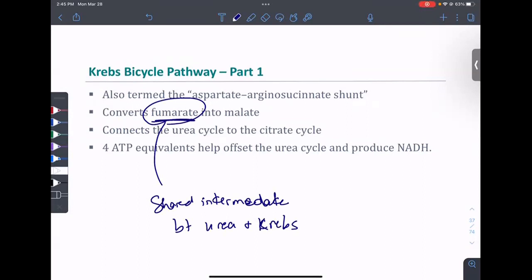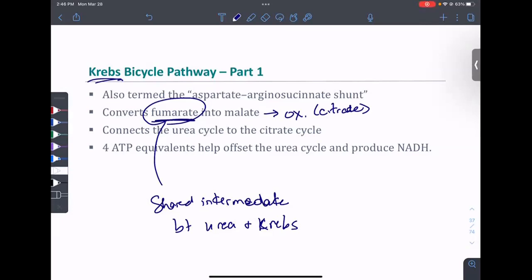Okay, Krebs cycle. So if we make fumarate, we want to be able to reuse it and keep going in our urea cycle. Otherwise, it's going to back up. So what's going to happen is that the Krebs bicycle will convert fumarate into malate. Now, once we have malate, we can convert malate into oxaloacetate, and we can go through the citrate cycle. That's why they call it the Krebs bicycle, Krebs citrate, right? Because you can convert it into oxaloacetate and then use it. So now we have this connection between the urea cycle and the citrate cycle.